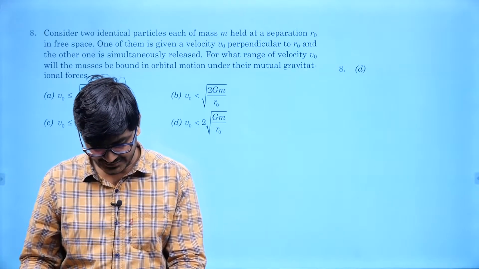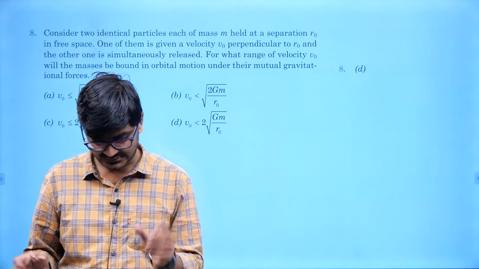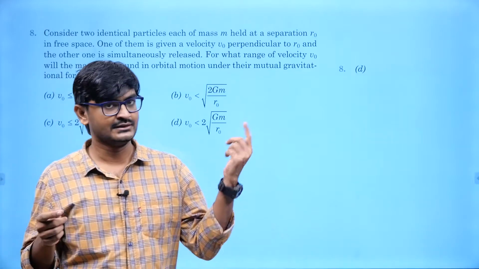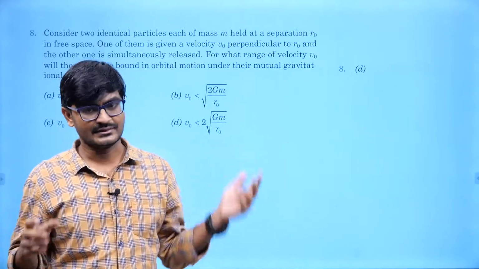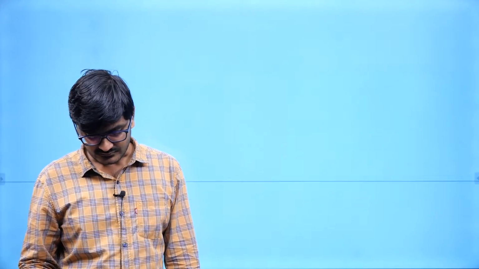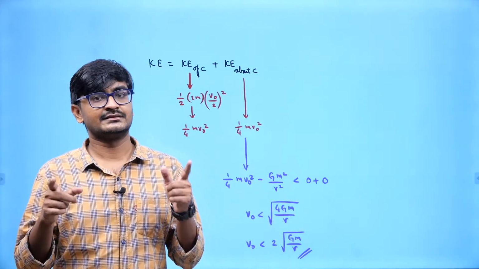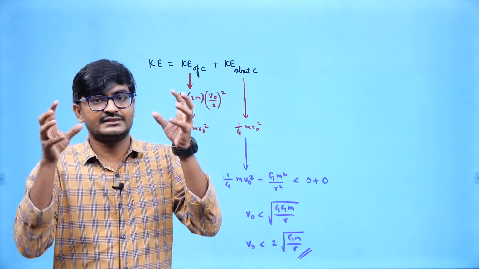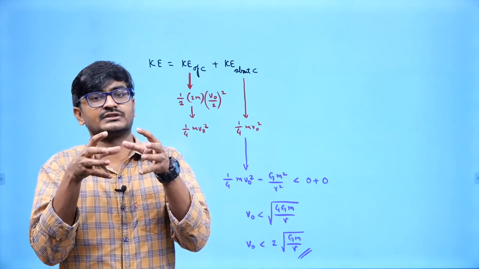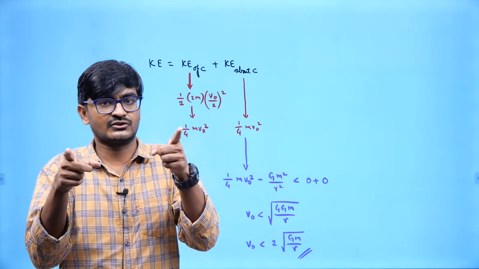There are two identical particles, each of mass m, at a distance r0. You are giving one of them velocity v0. So it is the same as the spring question. Now the thing is, the center of mass velocity is going to remain the same, because there are two particles and all the forces thereafter are internal forces. So the velocity of the center of mass is not going to change.